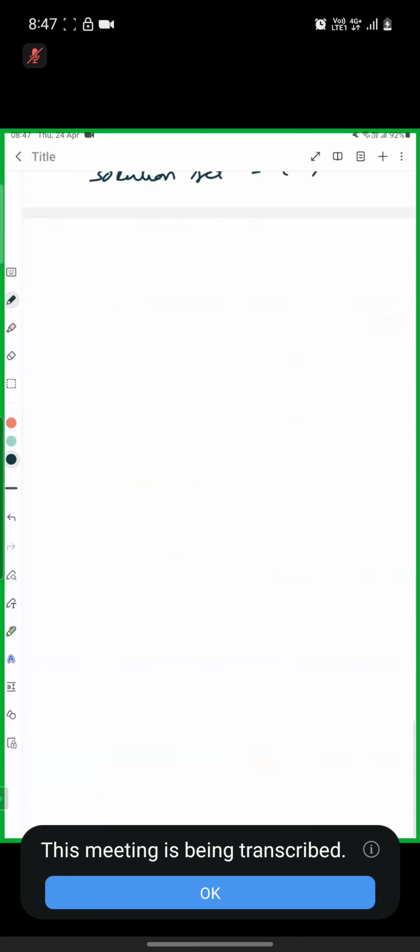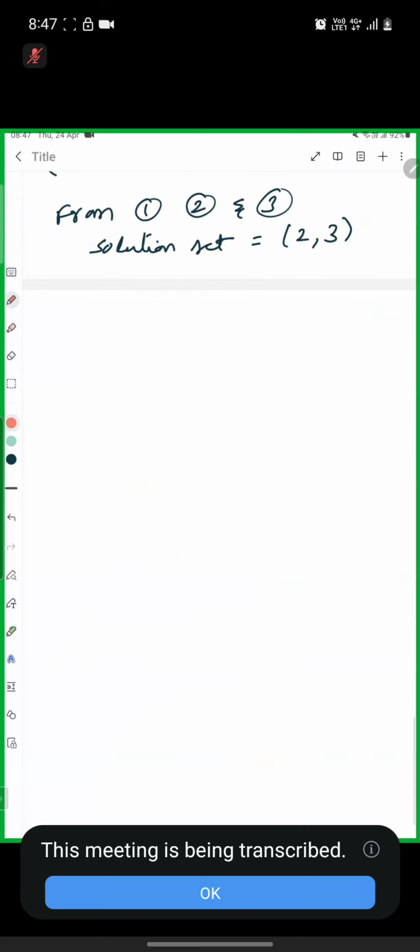Write one more. Log of x minus 2 to the base 1 minus x greater than or equal to minus 1. Tell me what we have to do for this.